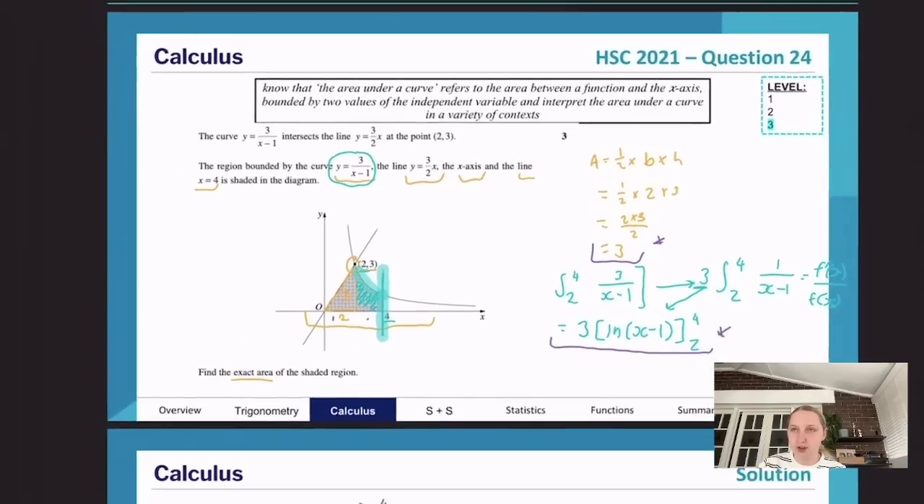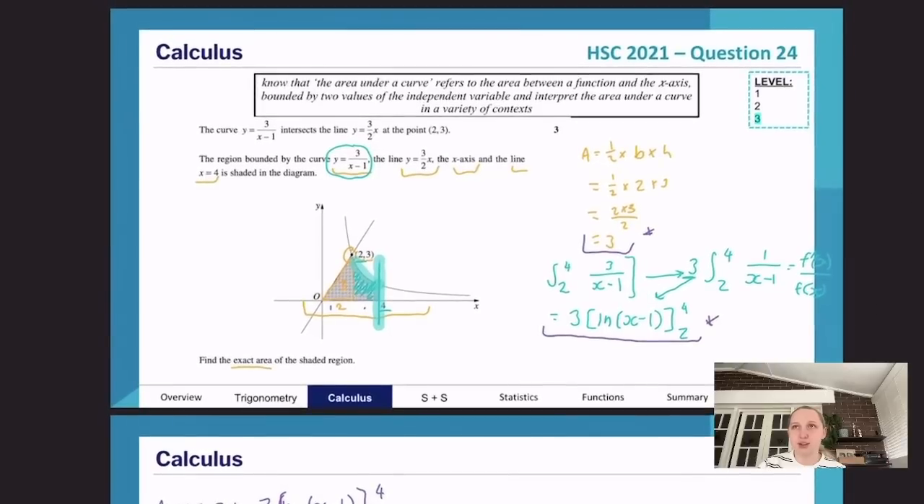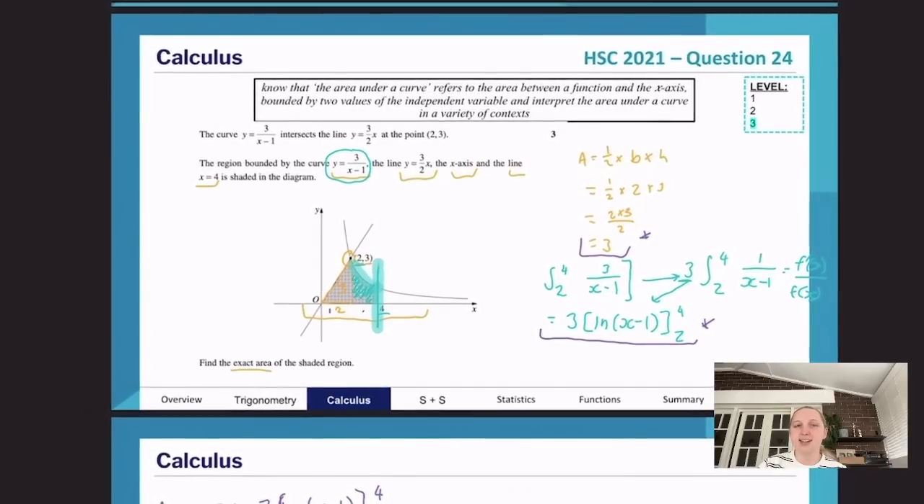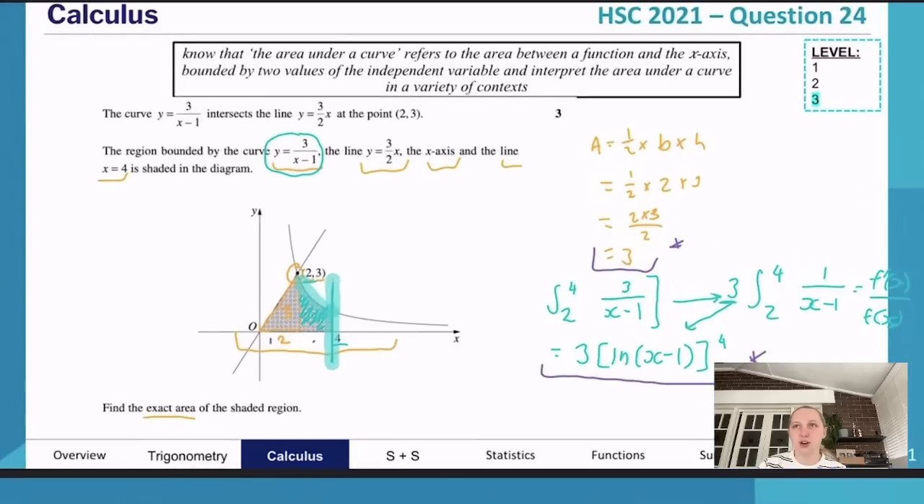Okay, so don't be afraid to take some time when you're starting a question to actually be thinking about what am I actually going to be doing here? Like it's okay to take a second just to think about what am I actually finding the area of, right?